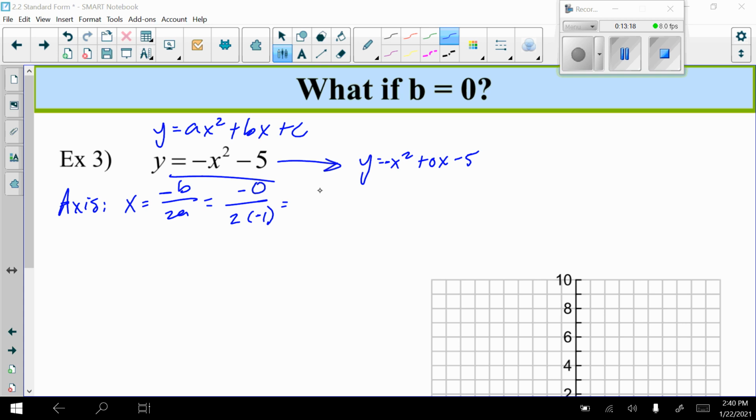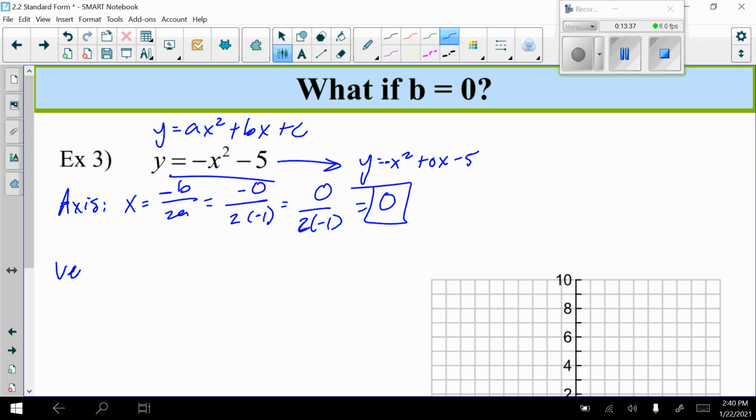Well, negative 0, that's just 0. And then it doesn't really matter what's on the bottom, right? It doesn't really matter what's on the bottom, because 0 divided by anything is just 0. So I know that my axis of symmetry is going to be 0.